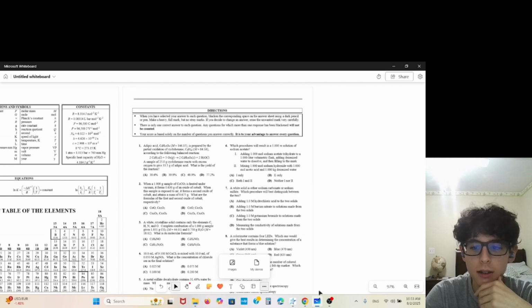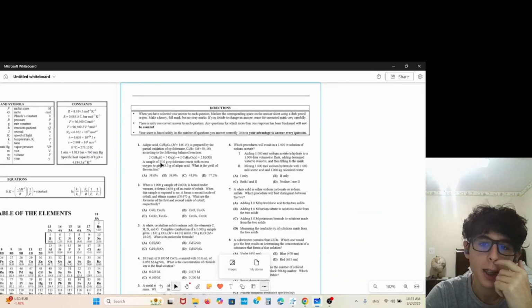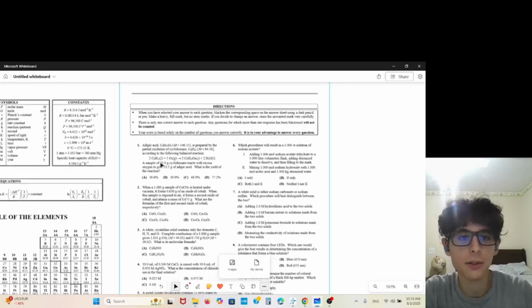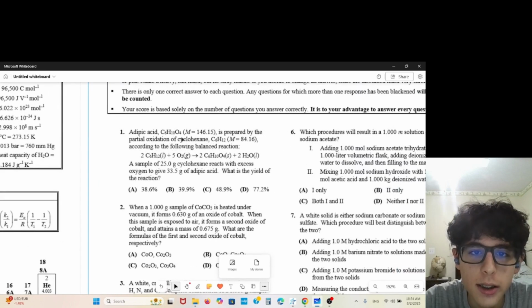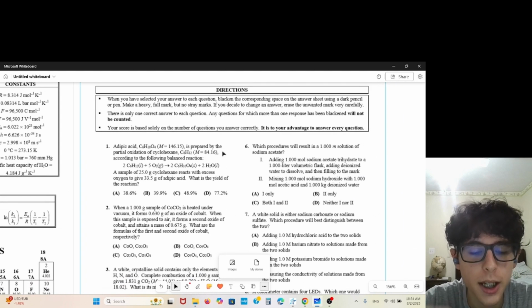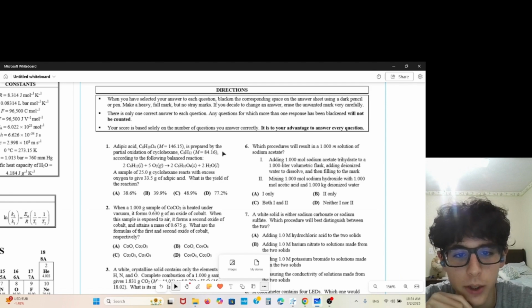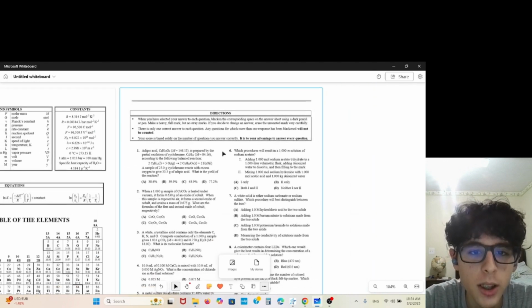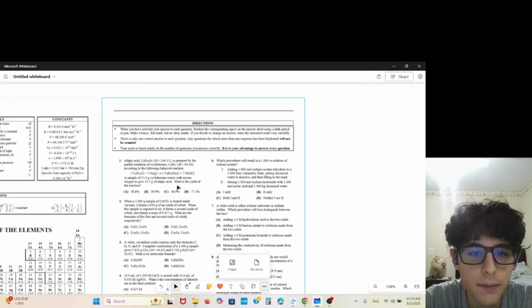Right now we have the first 10 questions, not too bad. The first question says adipic acid is prepared by the partial oxidation of cyclohexane according to the following balanced reaction. A sample of 25 grams reacts with excess oxygen to give 33.5 grams of adipic acid. So we've got to do stoichiometry here, right?